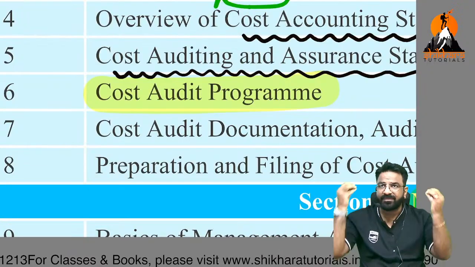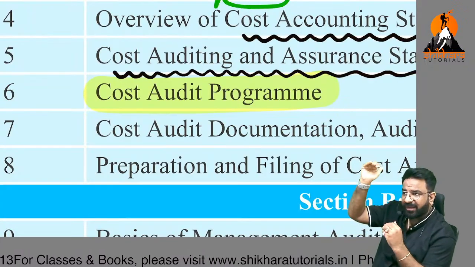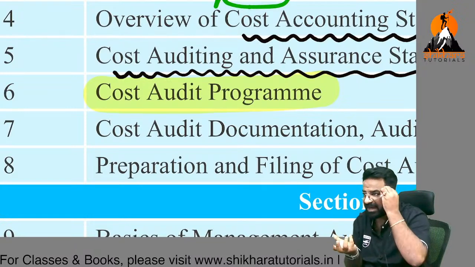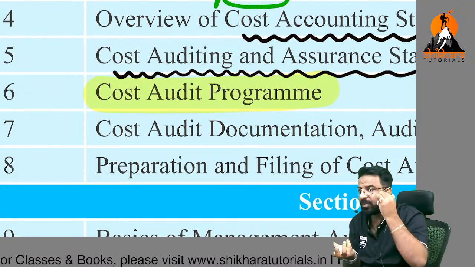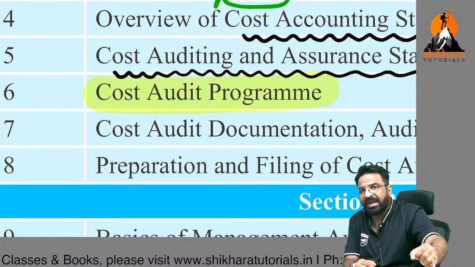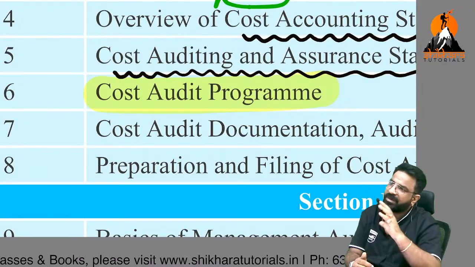Once planning and strategy are over, sometimes your planning and strategy for big entities grows so large that it is not possible for you to keep it in your head. So what do we do? We put our planning and strategy on a piece of paper, and that is known as a cost audit program.